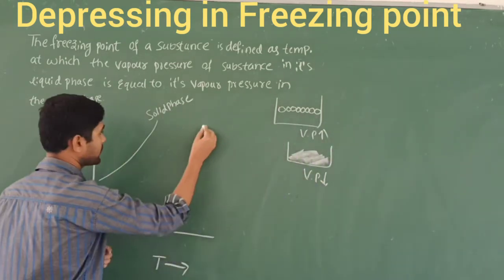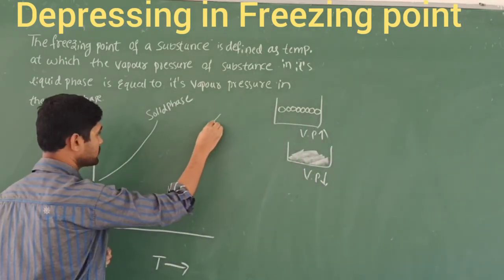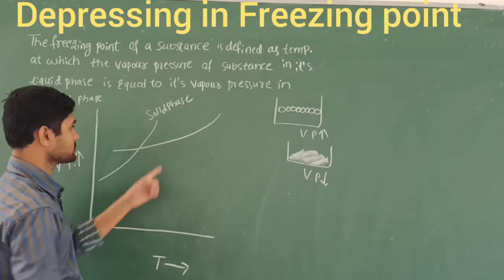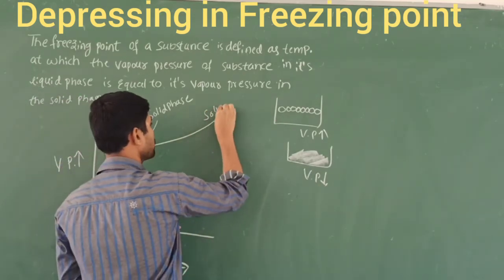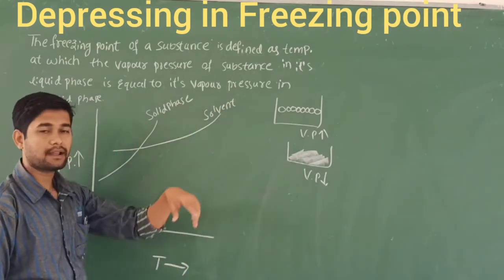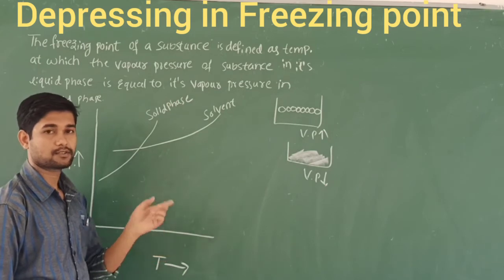So now I am going to take a solvent phase. When temperature goes on decreasing, its vapor pressure also goes on decreasing. So this is called a pure solvent. What about now? I am going to add some solute. That is called a solution, right?